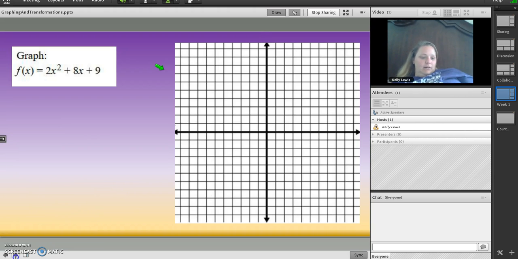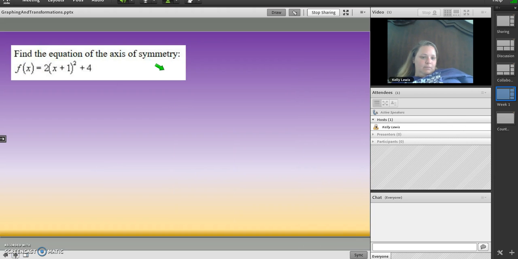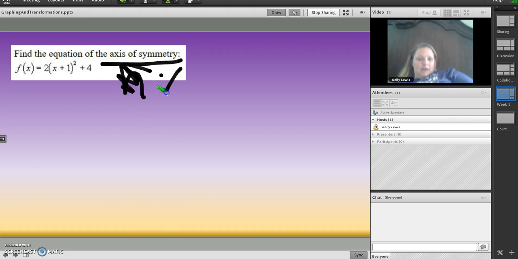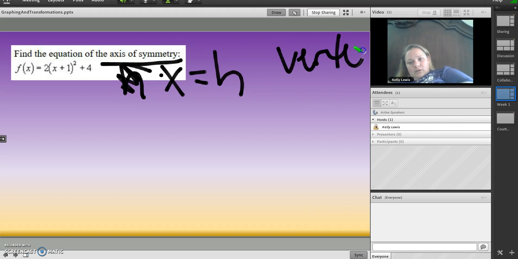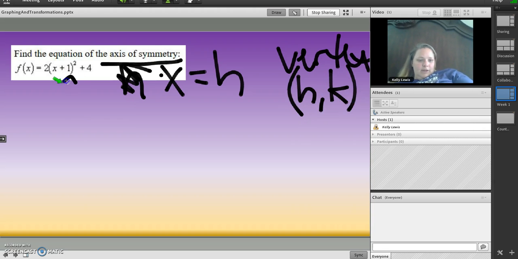All right, I'm going to come back to that other problem. Okay, the axis of symmetry is where x equals h. So we have the vertex, and the vertex is h comma k. So that's h, and it's negative 1, and that's k, and that's 4.